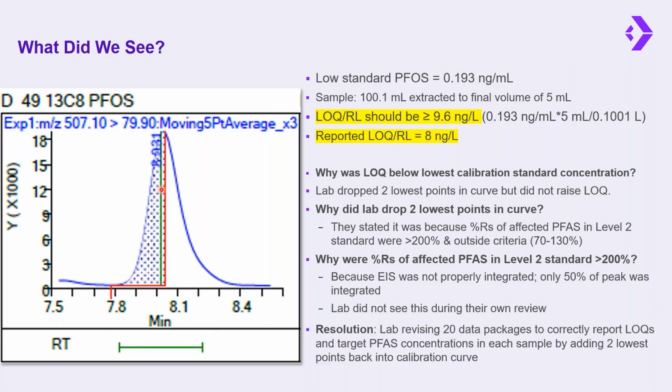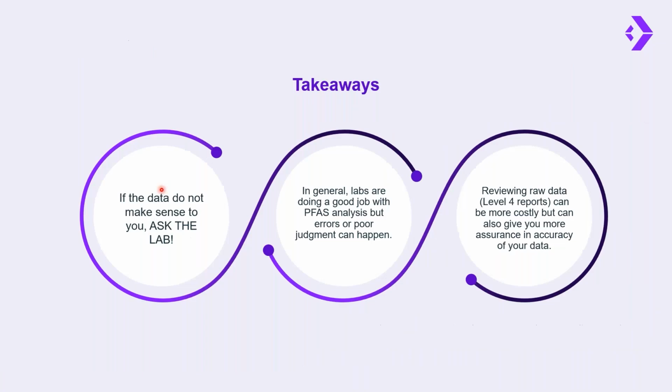They went back and revised about 20 data packages to first add those two lowest standards back into the curve, correctly report the reporting limits, and finally re-quantify all affected PFAS in the samples after adding these two standards back into the curve. So, three main takeaways from today's presentation.